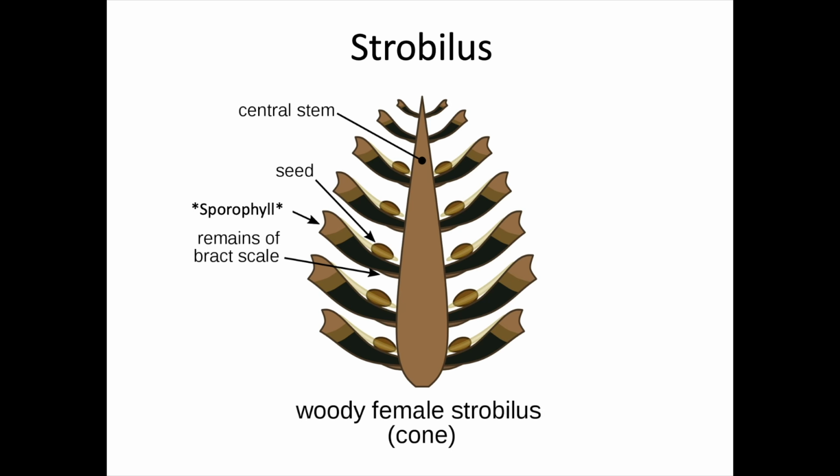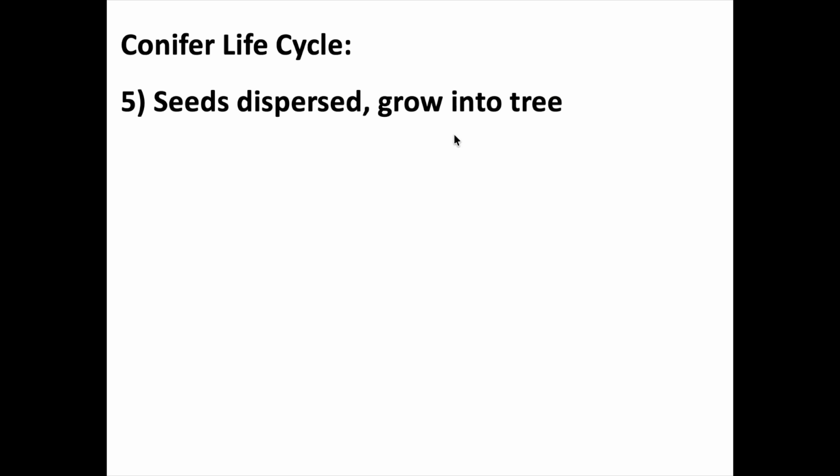Now, cones are not maybe the best at seed dispersal. I mean, I guess these things roll around in the wind pretty well, so these things can be blown far away from the tree, but we're going to see in our next group much better ways of trying to disperse these seeds. But the cones do their job. Seeds are dispersed, they grow into a tree.